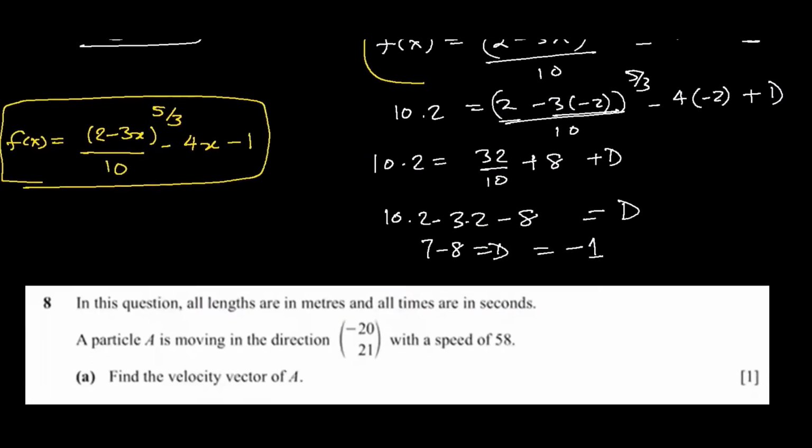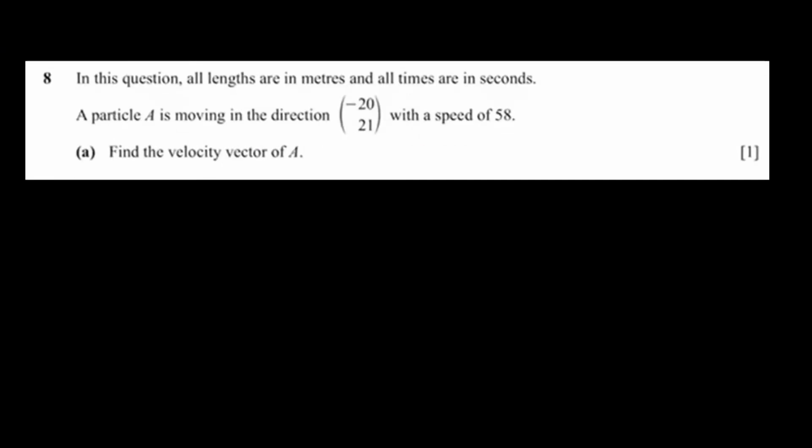Let's move on to the next question, which is a vector question. In this question, all lengths are in meters and all times are in seconds. So very easy for us. A particle A is moving in the direction of this one, minus 20, 21. Let's draw it. So minus 20 means it is going to the left 20 units. At the same time, it is going 21 units up, right?